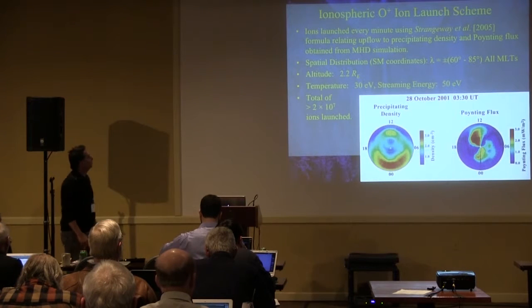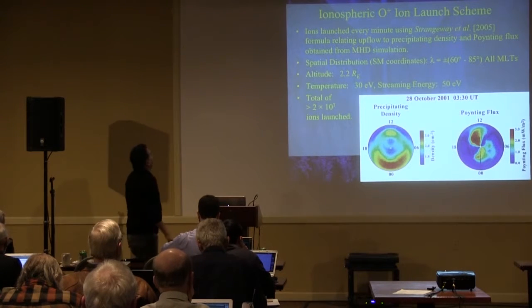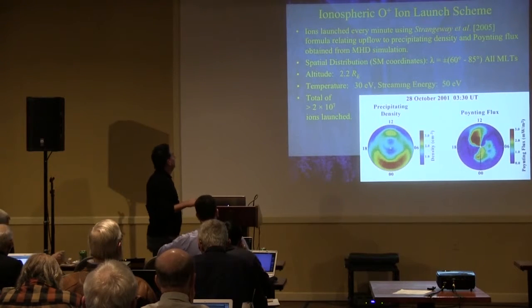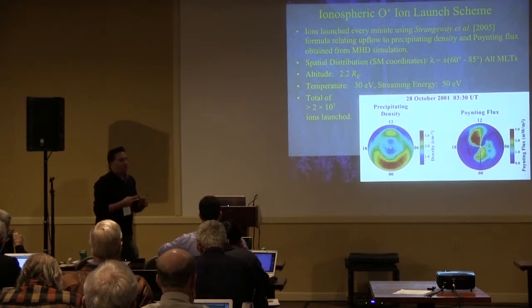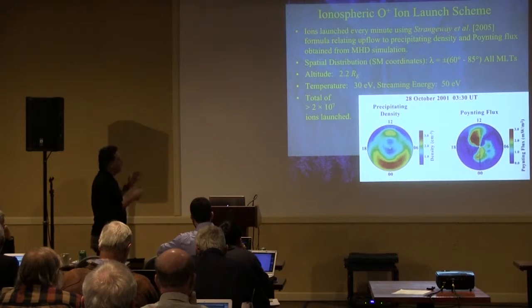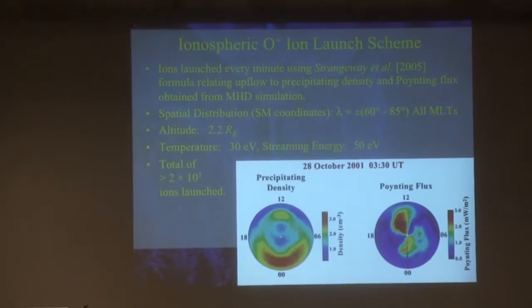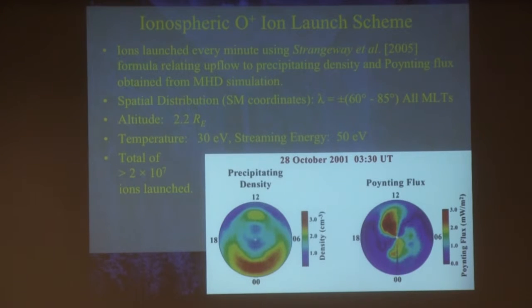For the ionosphere, we're still using the Strangeway et al. outflow formulas with an asterisk on it that I'll explain in a bit. What we do is we take the two formulas, one for precipitating density and the other one for downward Poynting flux, plug them into our MHD ionosphere and obtain outflow rates for the O+ ions. And we actually launched 2 separate simulations of O+, one with the precipitating density and the other one with Poynting flux. As you can see, they're very, very different regimes that the particles are being launched from. And then for the densities and everything else that I'm going to show you, we take the quadratic mean of the 2 runs taken together.